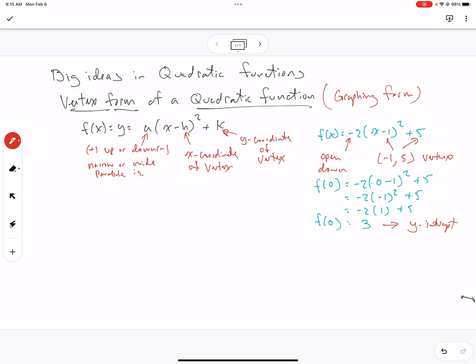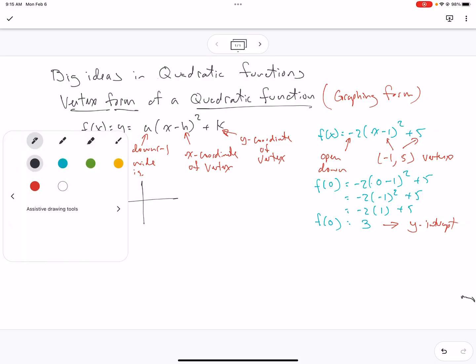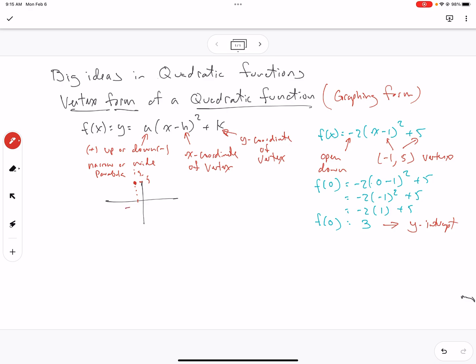So if I wanted to graph that real quickly, if this is my axis, what that means is that I'm going to have a vertex at (1, 5): right 1, up 5. And then the y-intercept is somewhere at 3, which means that the parabola is going to do something like that. And so that's how the graphing form is used.